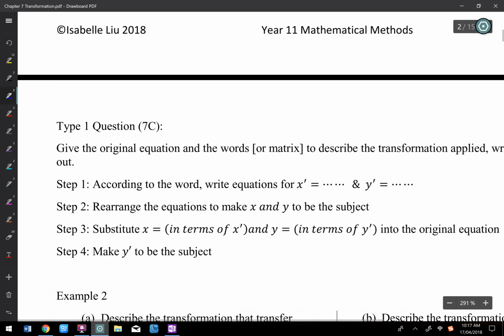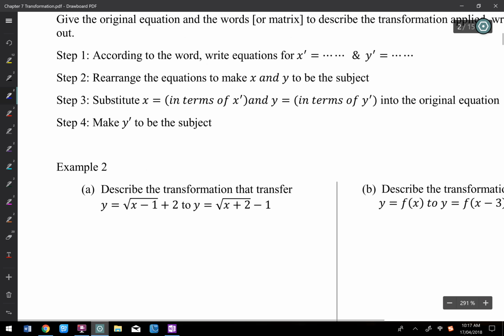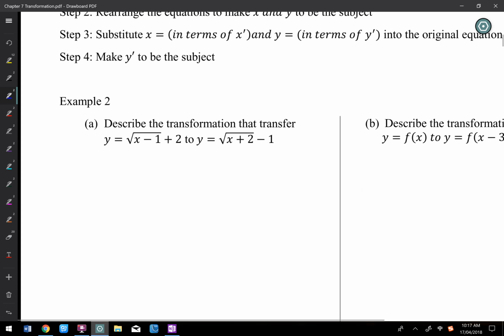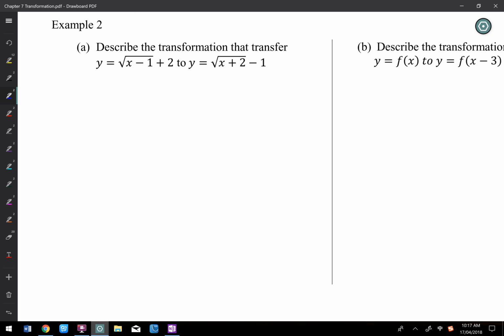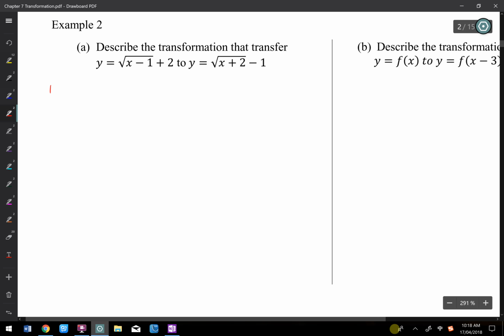And if you go to the next page, you can skip the step. The step is the same as what we talked about. That's just to help you memorize it. Let's have a look at example 2. Describe the transformation that transfers this to that. Alright, still do the same thing: step number 1, step number 2, and step number 3. That's how it helps us visually see it.